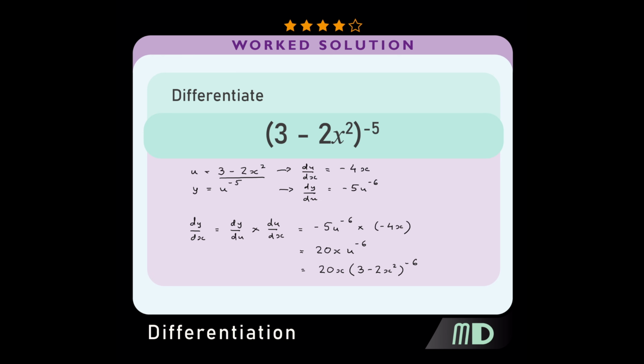As an extension to this question, what if the original power was a positive 5 instead of a negative 5? How would that change the final exponent? So the expanded and simplified expression and the answer to this question is 20x multiplied by 3 minus 2x squared raised to the power of minus 6.